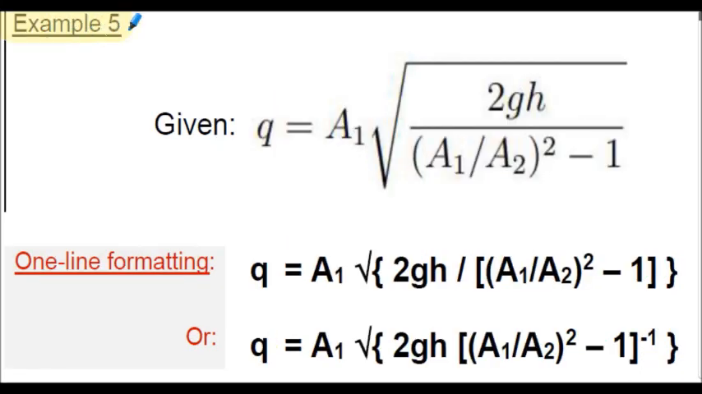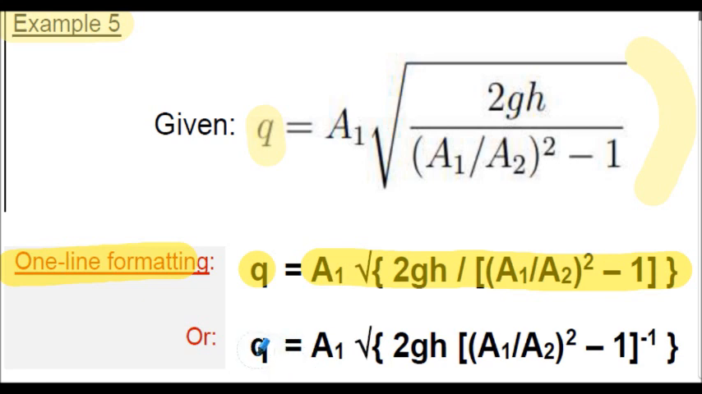Example 5, again another illustration. It's a fluid mechanics equation for flow rate Q here. Again written on two lines. And again I showed the one-line formatting for Q here. And alternatively shown here, again using the -1 index.